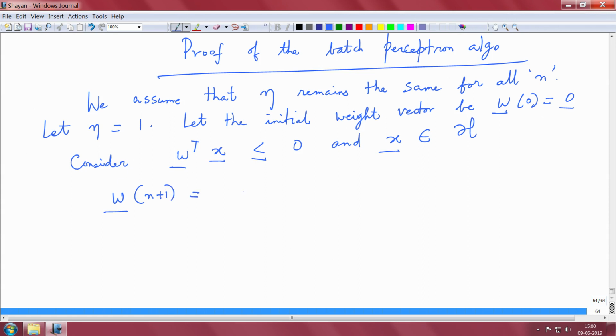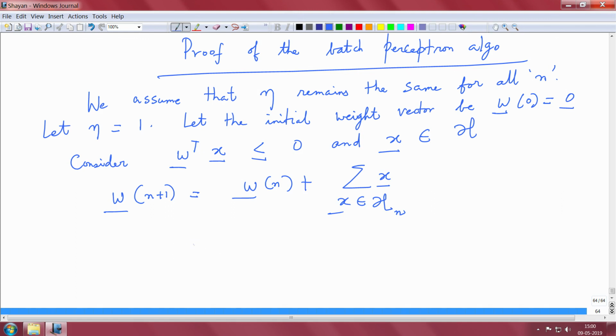Now, W at time step n plus 1 is W at time step n plus sigma over all x, where x belongs to this misclassified set of points, right. This I should put an index which is going to be the set of misclassified points at time step n.